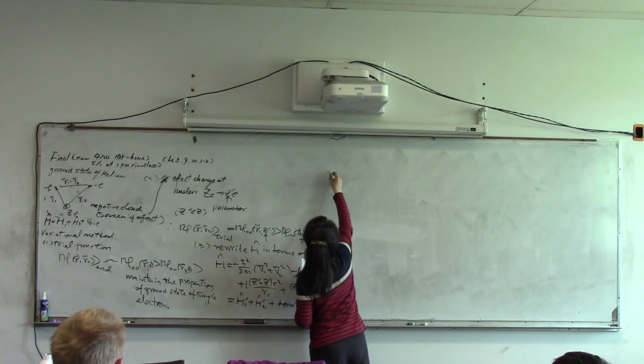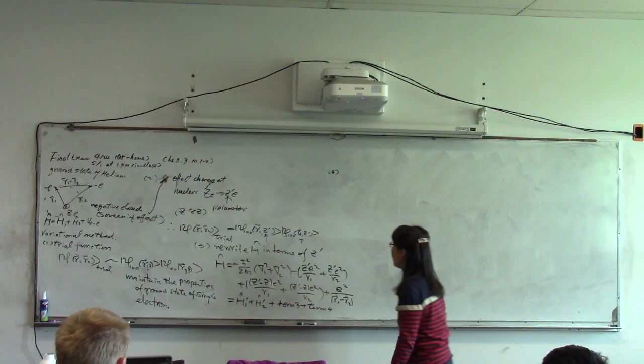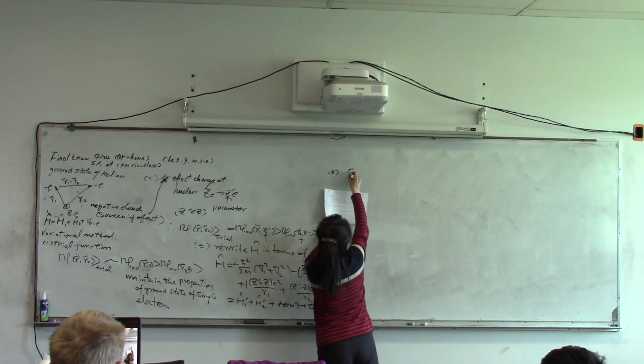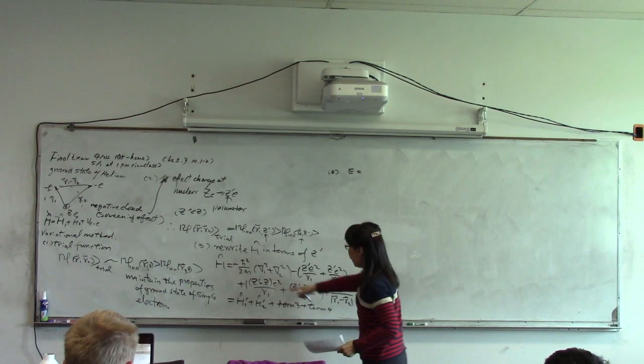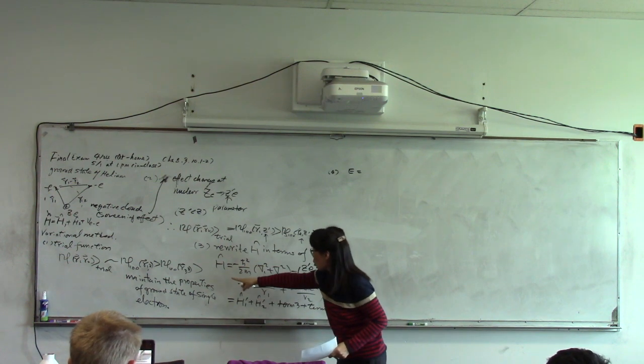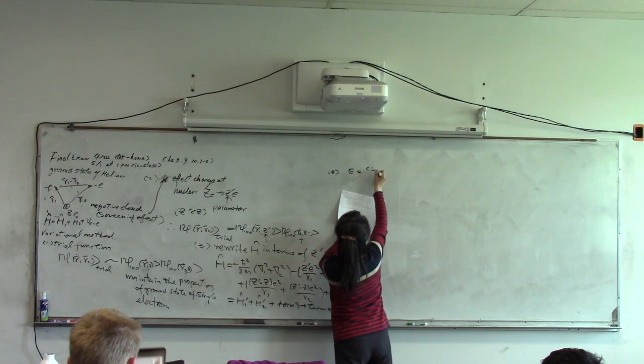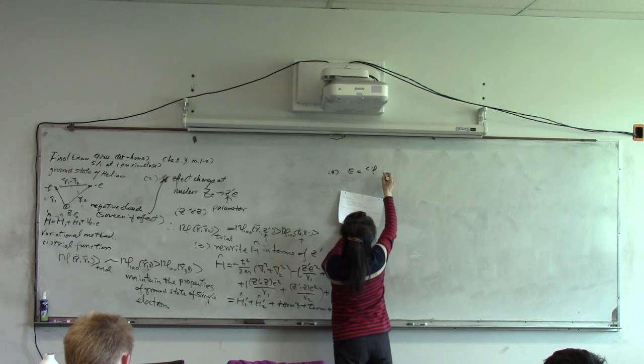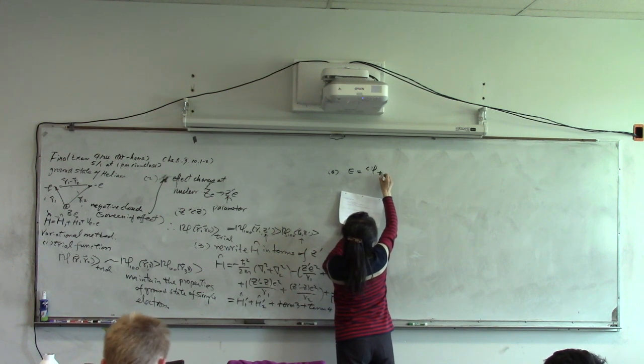So once we rewrite this, the next step, number 4, is that we are going to calculate the expectation value of the energy, the Hamiltonian, in these trial states, psi of r1, r2.